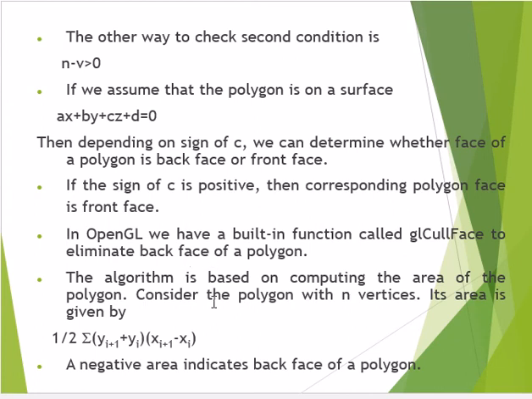This algorithm is based on computing the area of the polygon. Consider a polygon with n vertices. Its area is given by half into the summation of (y(i+1) plus yi) into (x(i+1) minus xi). A negative area indicates a back face of a polygon.